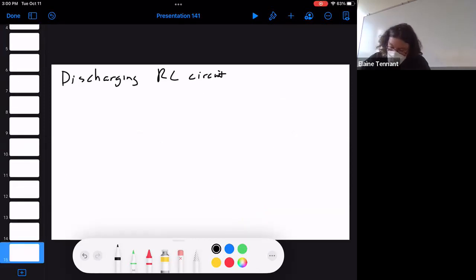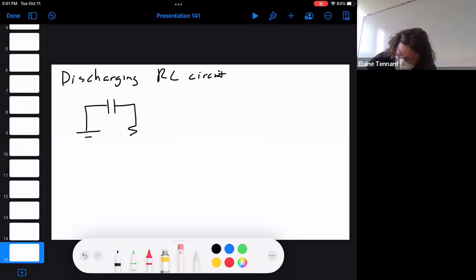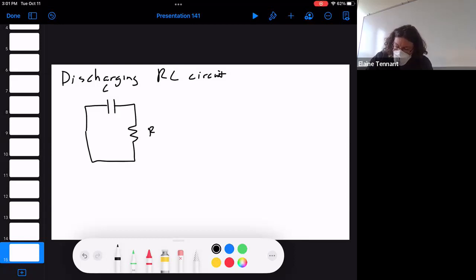Now, my discharging circuit. So I have a capacitor, I have a resistor. I don't have a battery. No battery. Capacitor, resistor, excellent. Looks pretty good. I'm just going to set a few things. I'll say the current goes around like this, and we're going to form our loop like that. Sound okay?